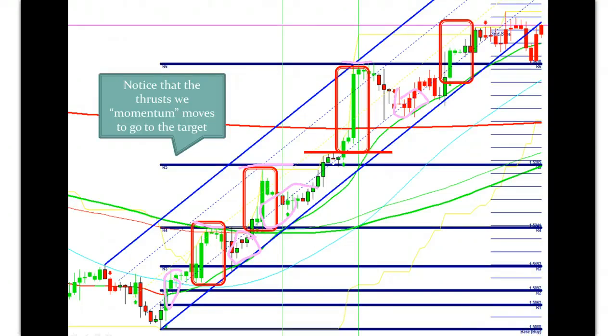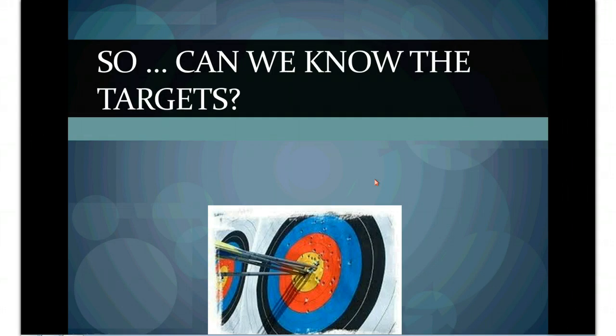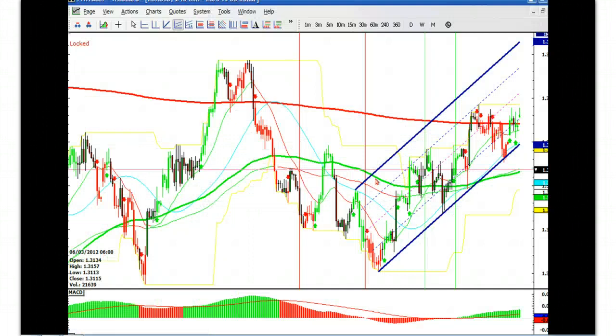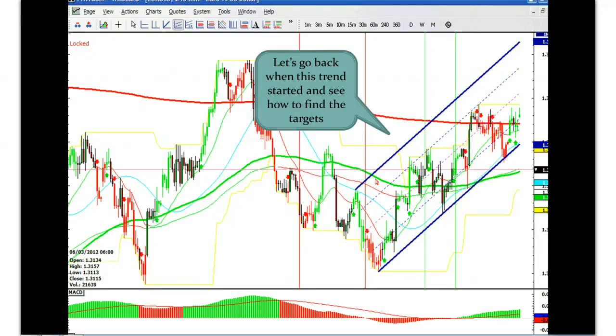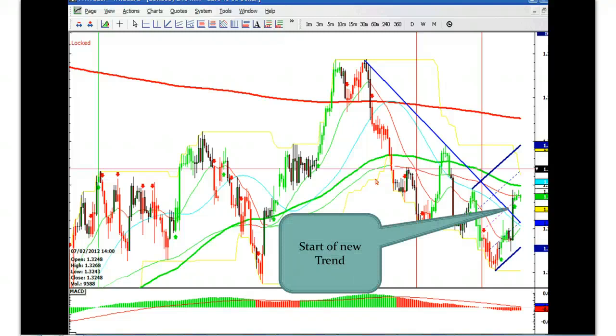So that's what this webinar is about, to teach you how to find these wide open spaces where the greatest opportunity for reward with the least amount of risk is. All right? So, can we know the targets? Yes. Watch. Here's this uptrend we just had. So we're going to go back and show how to find the target. There's the old trend, and this is the possible start of a new trend right here.